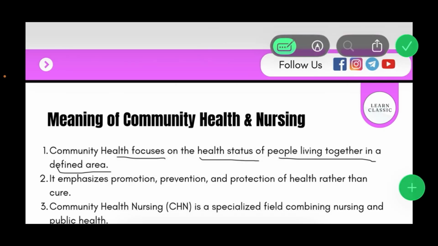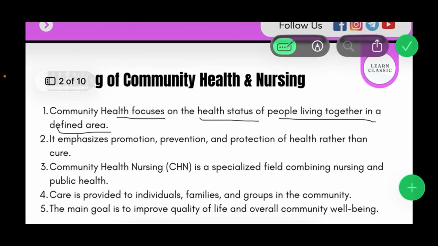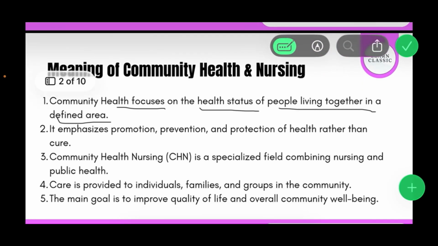Okay, so what does it mean? A community is a defined area that refers to a group of people living within a specific geographic location who share common facilities, resources, and social interaction. So examples are a village community, a school community, a slum community, a tribal community, or a city community.